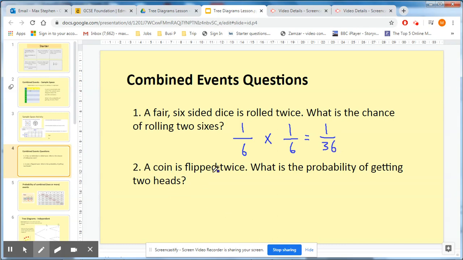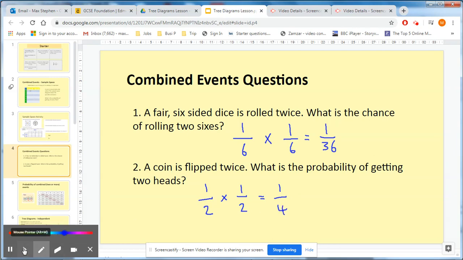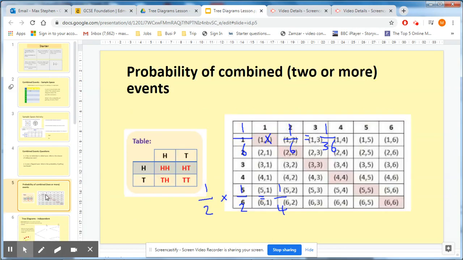So if you think of a coin is flipped twice, what's the probability of getting 2 heads? So that's a head and then a head. First one, probability is a half, multiplied by probability of the second thing. So we're just going to end up with a quarter. And if we look at the sample space for these two, it shows where this comes from. So a head and a head, that's just 1 out of 4 possibilities. And then a 6 and a 6, so that's 1 out of 36 possibilities.